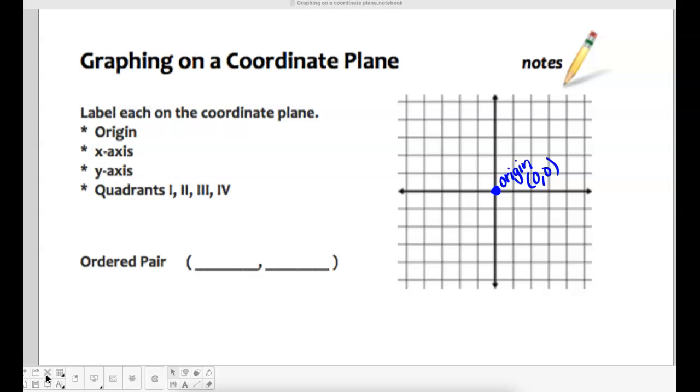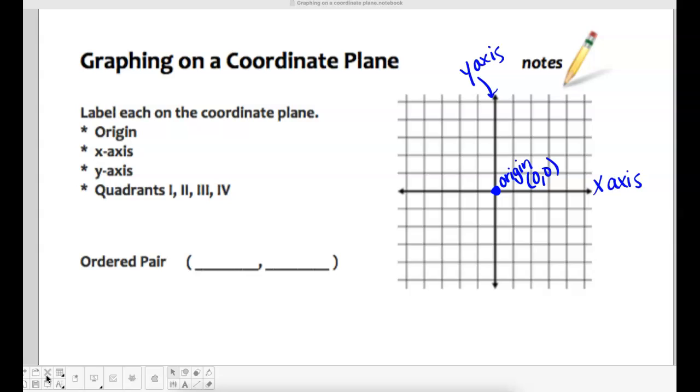Then we have the x- and the y-axis. Oftentimes people get these confused. We know these dark lines are our axes. Which one is the x and which one is the y? Okay, everybody should have a pencil in their hand right now and be writing this stuff down. Levi, isn't the y the one that's vertical? Yep. This is your y-axis, and this is your x-axis. Okay, so we have the x and the y.